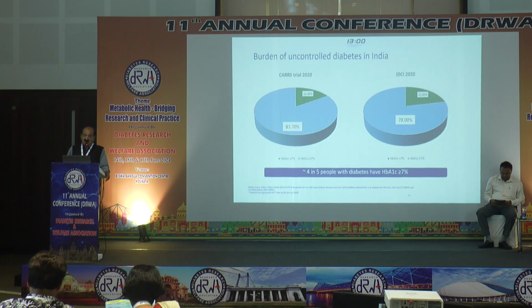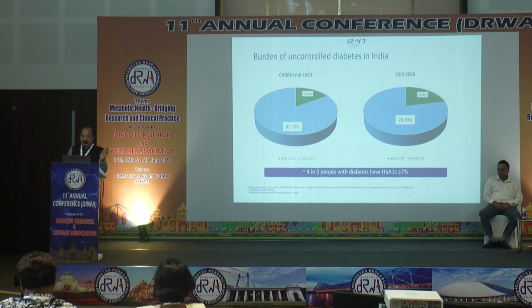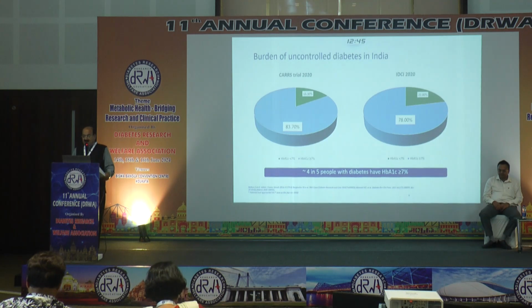So there is a huge burden of uncontrolled diabetes in India today. The CARS trial 2020 said that only 1 in 5 people with diabetes have HbA1c less than 7%, and almost 70% or 80% of patients still have an HbA1c more than 7.